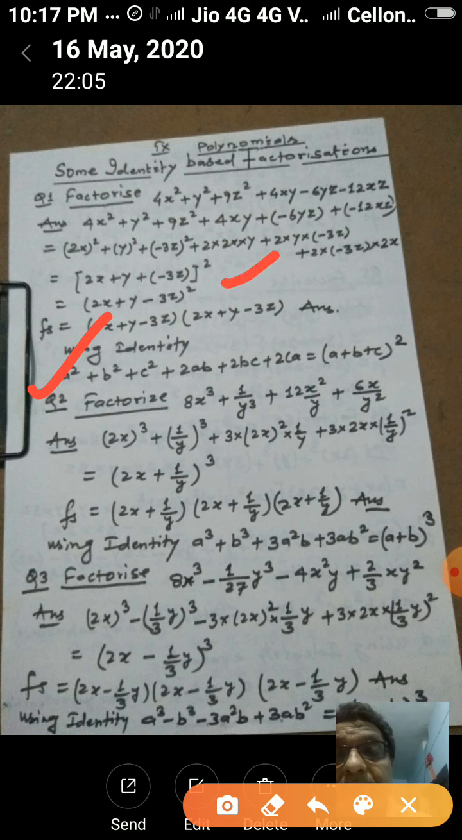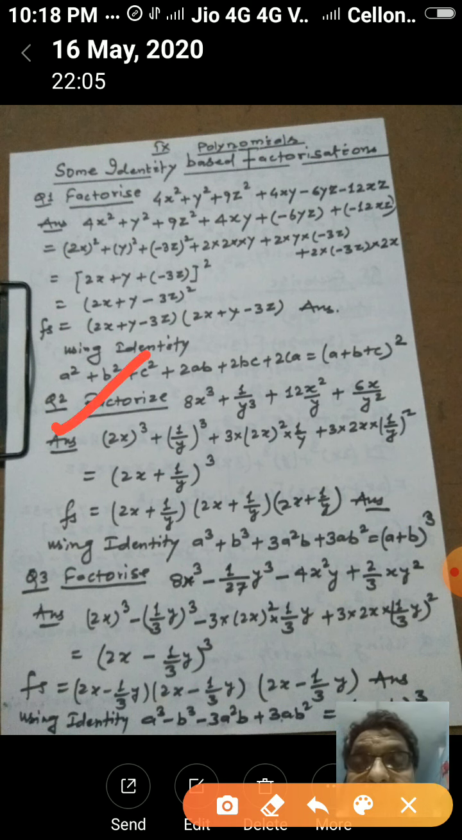That's why here we have written a plus b plus c whole square, and it is understood what a, b and c are. So finally we have got 2x plus y minus 3z whole square, and whole square means this bracket should be written two times. So these two brackets are the factors of the given polynomial, and at last we have to write what identity we have used, so it is written here. Okay students, now we take the second question.